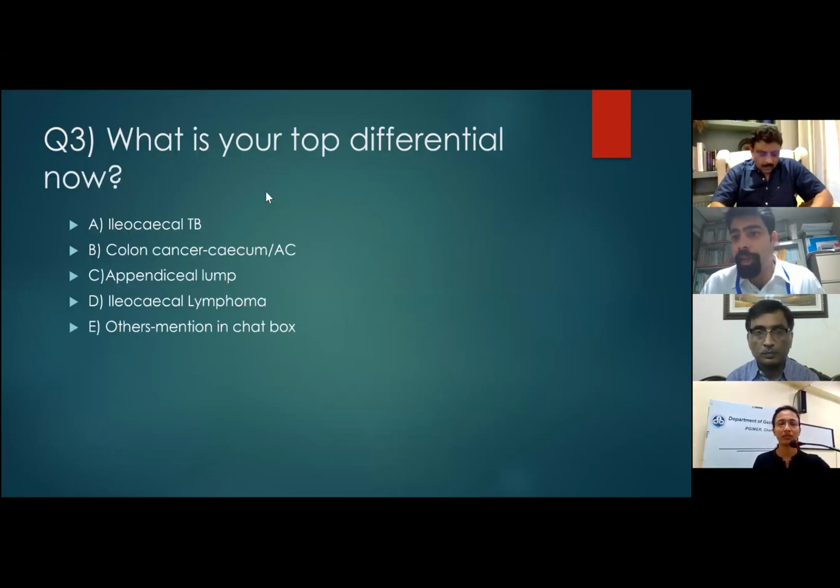Before we take the opinion after examination of the participants, let us ask the audience now, what is their top differential after examination? Has it changed from the one after history? So Yogita ji, can we please run the polls? All of you can participate. The differentials are the same. A is ileocecal TB, B is colon cancer of the cecum or ascending colon, C is appendicular lump, D ileocecal lymphoma, and others can definitely mention in the chat box.